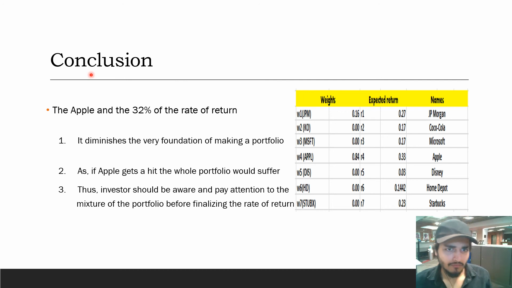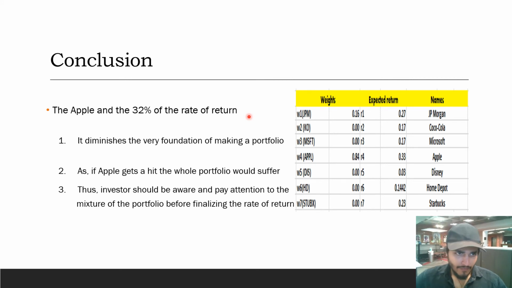Now moving on to the conclusion. There were a lot of findings once my study was over, but I want to highlight two major findings here. The first case is of Apple and the 32% rate of return of the portfolio. So as you can see, when I set the rate of return of the portfolio at 32%, Apple takes the major share in the portfolio at 84%.